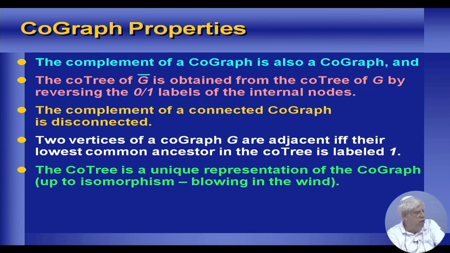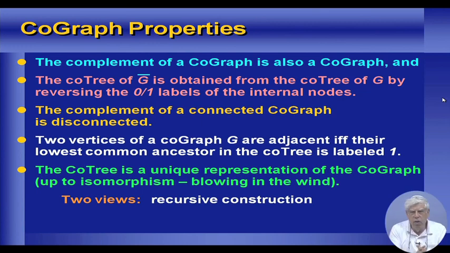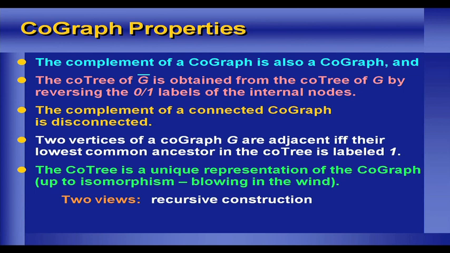And I would say that the CoTree is a unique representation of the CoGraph up to isomorphism. I can certainly take a tree and move the branches around and around. It's the hierarchy that's important. And there are two views of how to view this. One is this recursive construction bottom up. I take vertices, I join them, I take disjoint unions, I join those, and I build it up till I get the final CoGraph. That is this recursive construction.